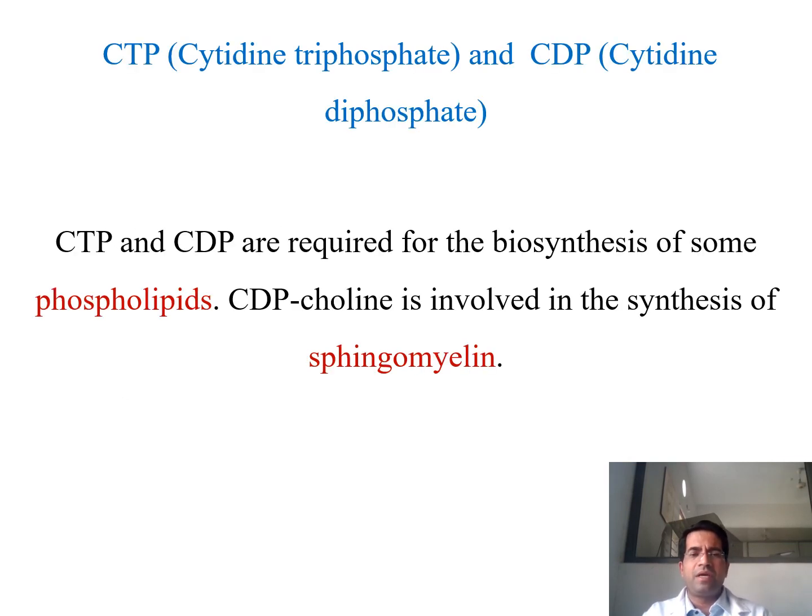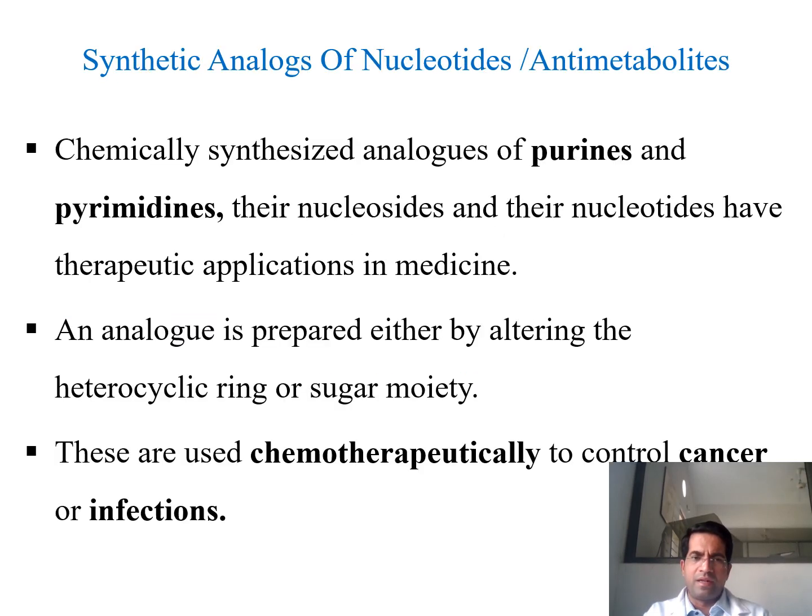Next is CTP and CDP. Both are required for the biosynthesis of phospholipids, like CDP choline, which is involved in the synthesis of sphingomyelin.